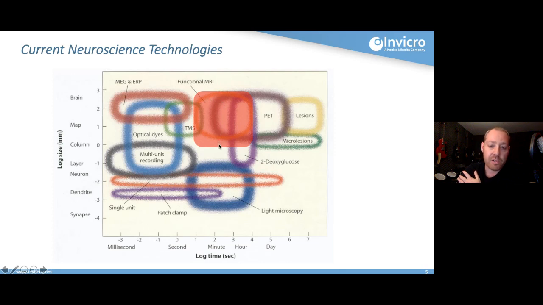If you really push the resolution, you can get down to structures a couple of millimeters across, like columns in the visual cortex, and it gives you a time scale from a second or two to a couple of hours. And that's one of the reasons why it's such a popular technology, that's the sensible spatial and time scales for looking at network effects and the normal kind of stimulus effects that we might be interested in.